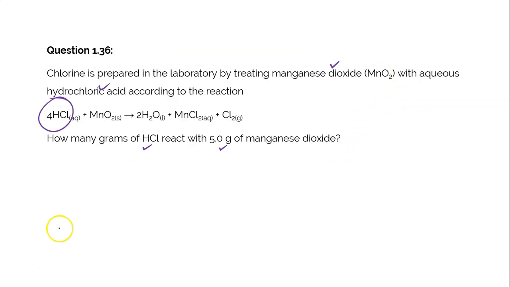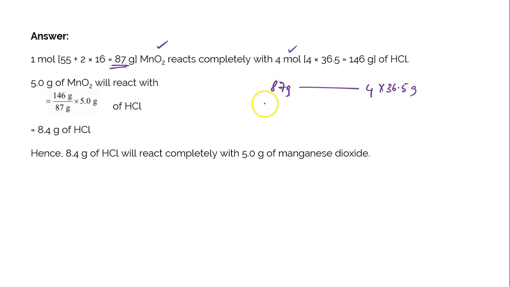So now in the question, what did they ask you? They were talking about how many grams of HCl can react with 5 grams of manganese dioxide. So you're now having 5 grams of manganese dioxide. How many grams of HCl can it react with? Cross multiply. 5 into 4 into 36.5 divided by 87. You got to simplify this, and when you simplify, your answer will be 8.4. So 8.4 grams of HCl can be reacted with 5 grams of MnO2.